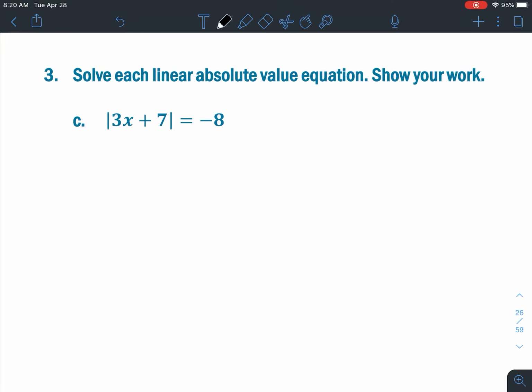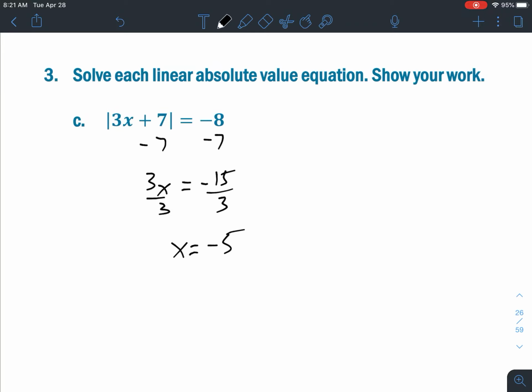C, let's go this way. We minus 7 on each side. 3x is equal to negative 15, divided by 3. X is equal to negative 5.